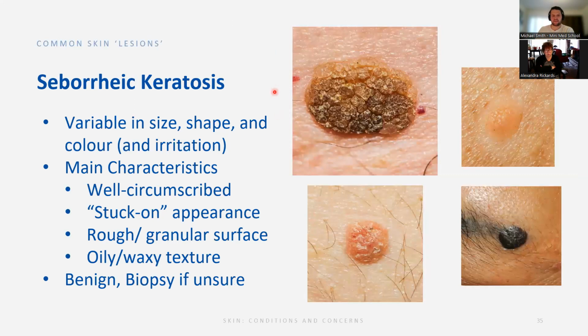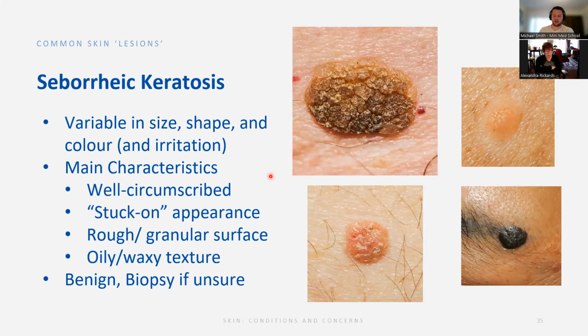But firstly, we have seborrheic keratoses, which is actually all of these images shown here. And so as you can see, there's quite a variety in the size, the shape, the color, and how these lesions present, especially when irritated as well, if they're picked at and irritated by clothing.